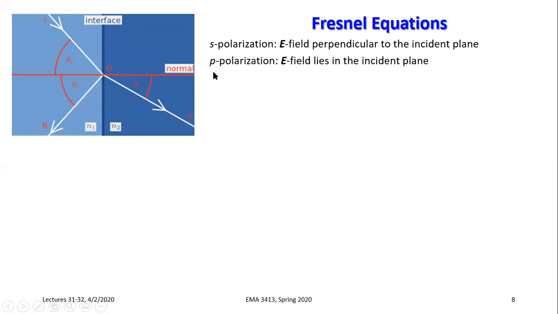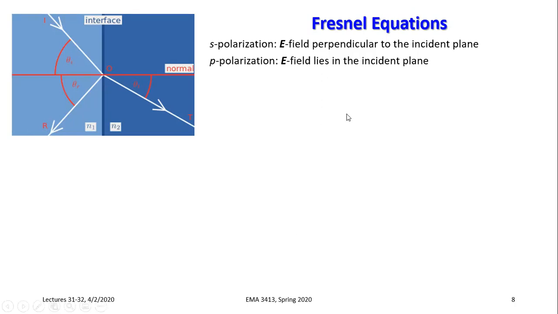I think these symbols came from German. So the P is parallel, not perpendicular. P is parallel. Parallel means it's in this plane. So that's the P polarization, which is in the incident plane, and the S polarization is perpendicular to the incident plane. So think about perpendicular to this direction, and so it's going in and out of this plane. This is P, and S is going in and out. I can illustrate it here, but you can imagine that.